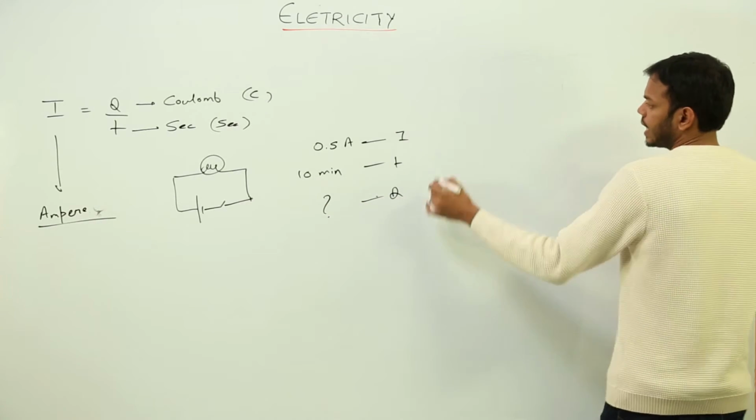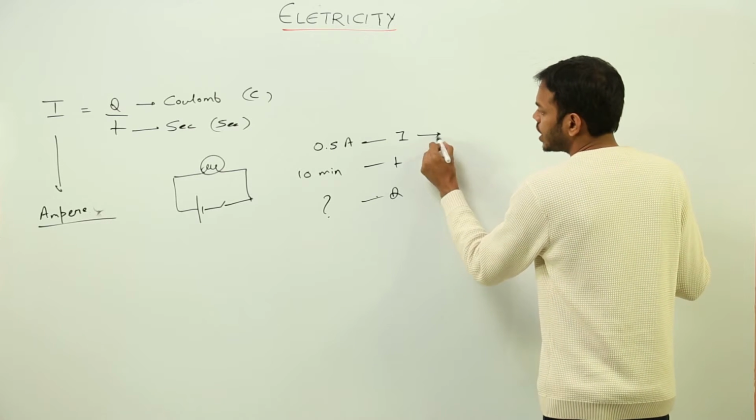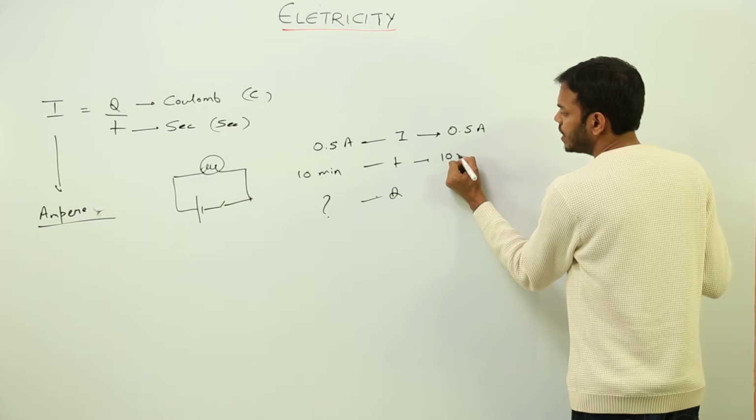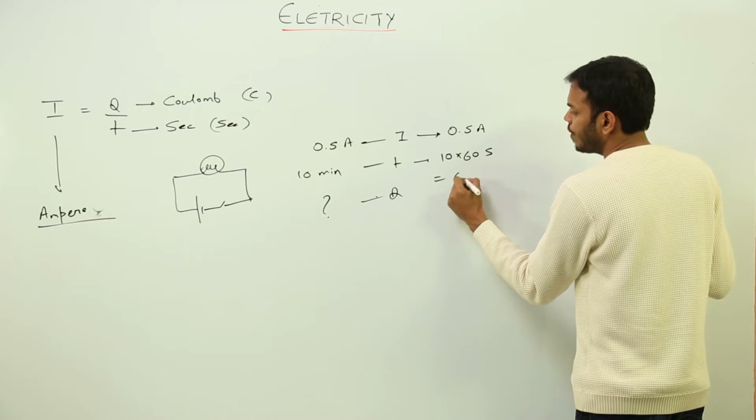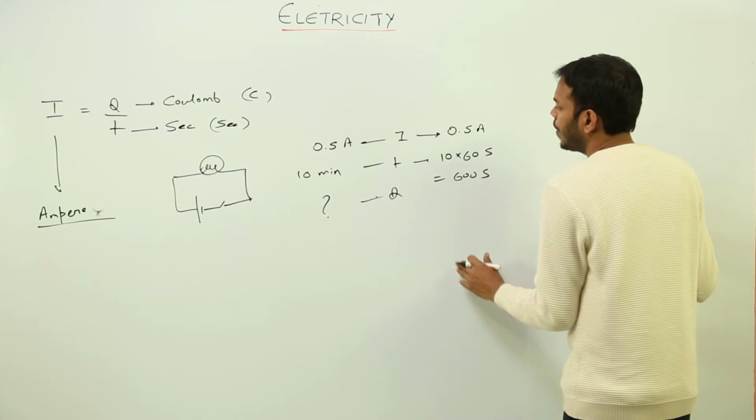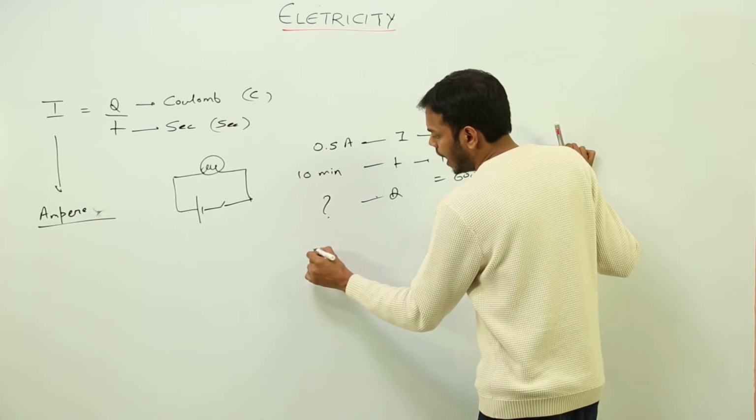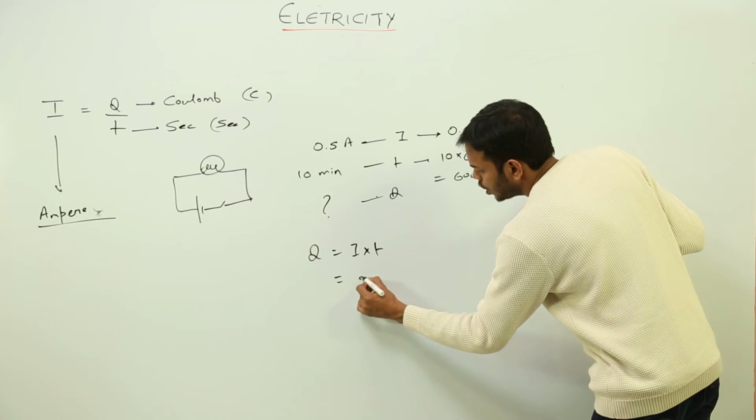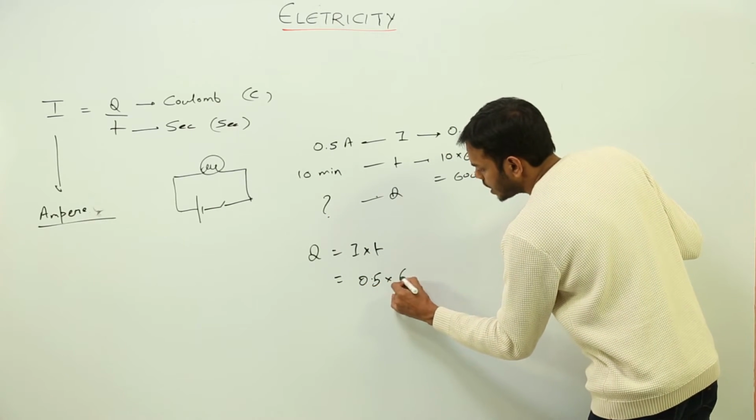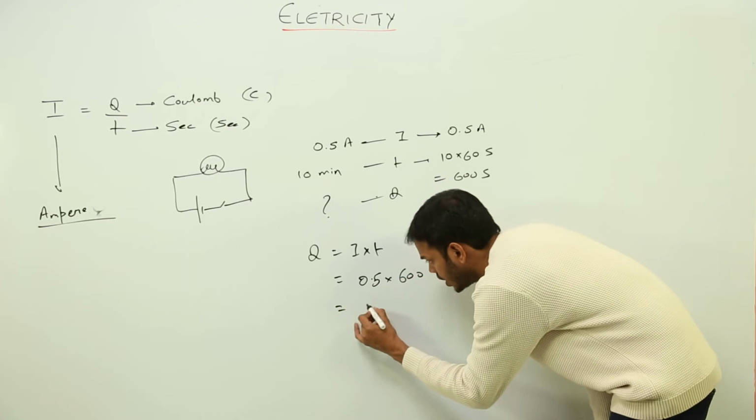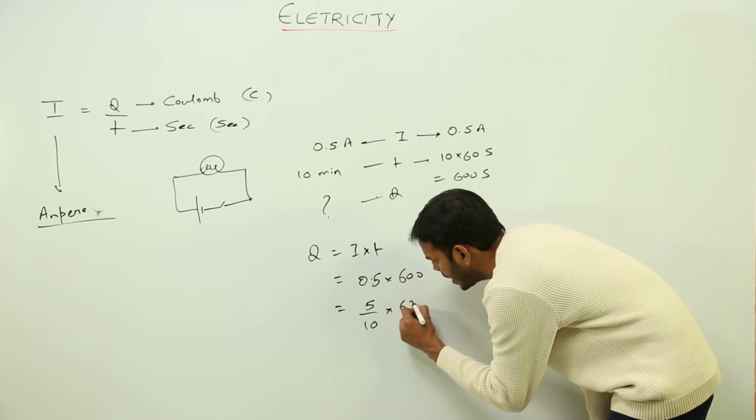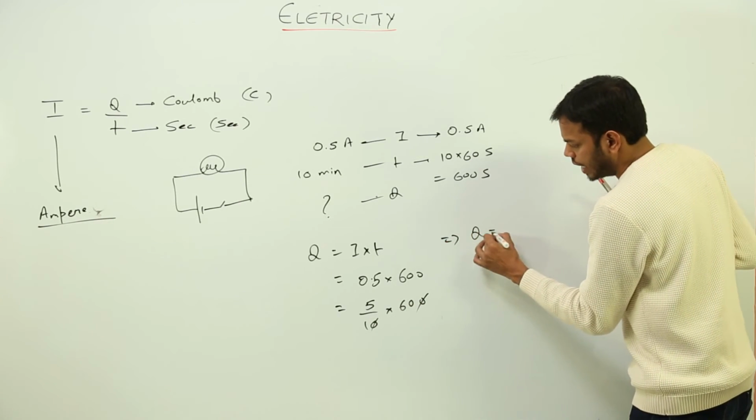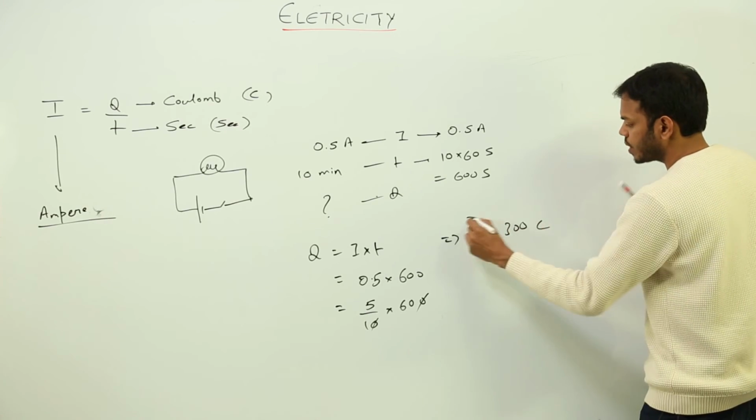So let's take all of these in SI units. Current is already in SI units. Time is 10 minutes, that means 10 into 60 seconds, that will give you 600 seconds. And charge we have to find. So from that formula I'll get charge is current into time. What is current? 0.5 amperes into time, which is 600 seconds. So this gives me 5 upon 10 multiplied by 600. So 60 into 5. Charge is equal to 300 coulombs. So this is your answer.